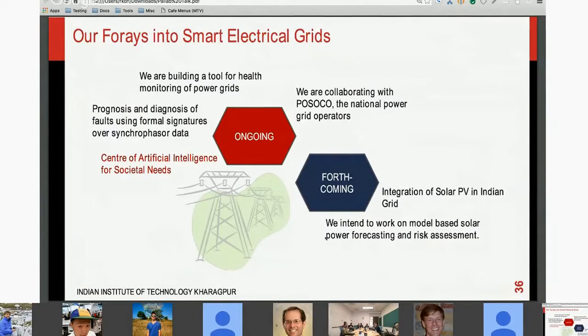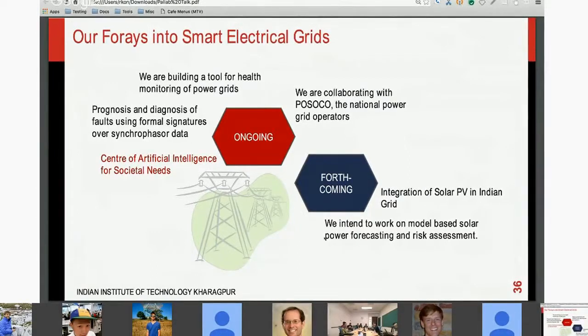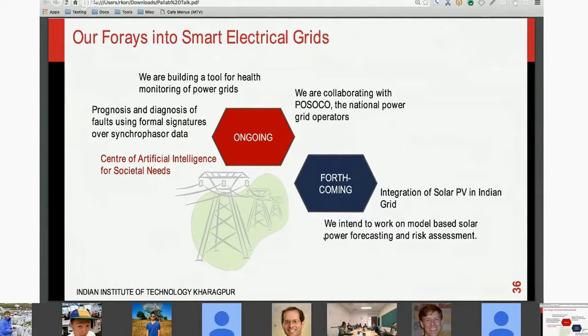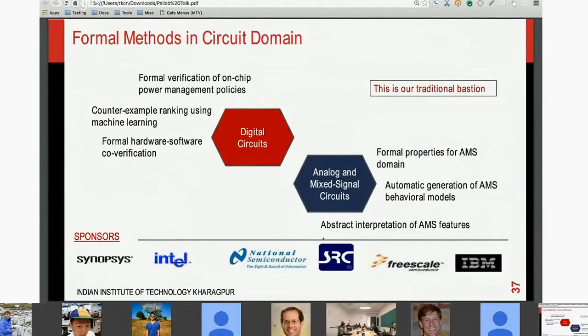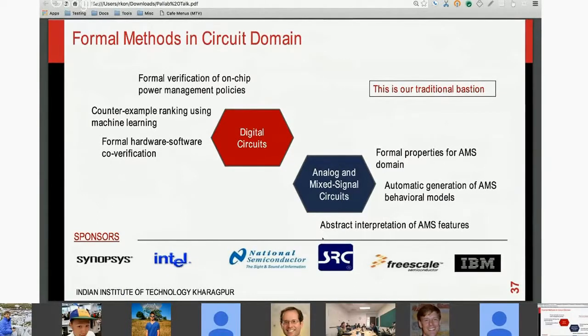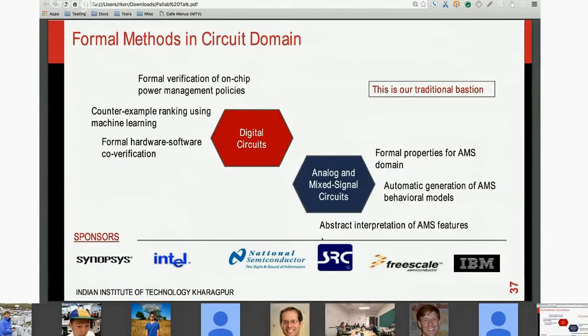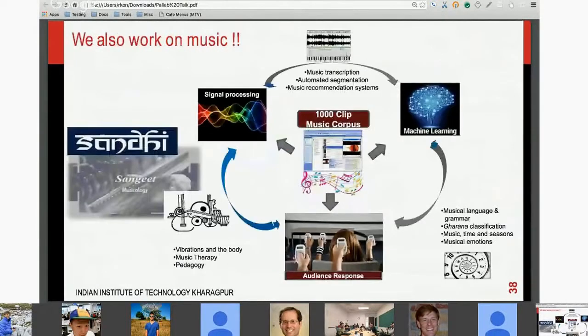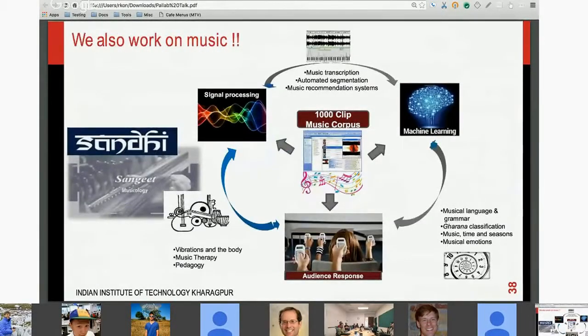Again, these are large-scale cyber-physical systems, increasingly becoming more complex. This is our traditional domain in which we have been working for around 20 years or so. Our website has a lot of information on this. I'll skip through, but I'd like to talk a little bit about this. This is a new thing that we are doing.